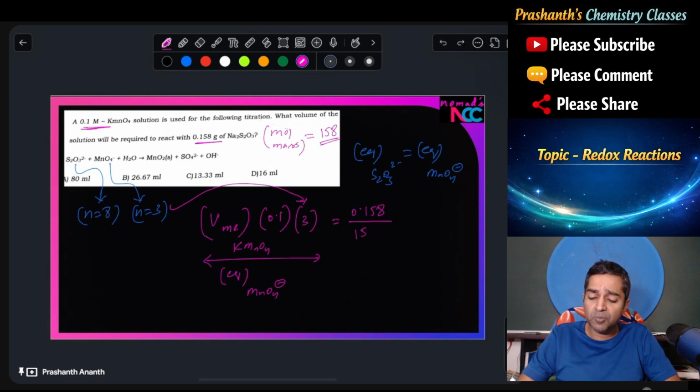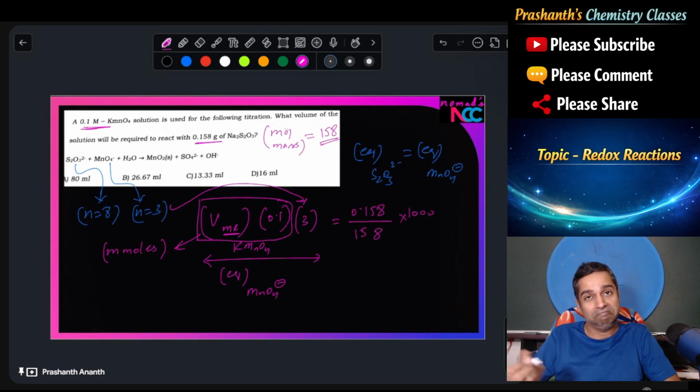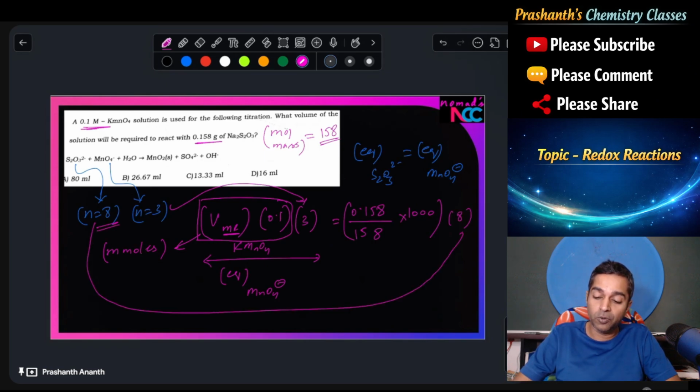But there is one small thing here: we are taking volume in mL. We have to pay attention to that. That means this calculation is not really giving me moles. This gives me millimoles, not moles. So if I want to put 0.158 by 158 there, I should be using volume in liters, or I can multiply this side by 1000. Moles into millimoles, we can do the conversion straight away. So you have moles converted into millimoles, multiplied by the N factor for the S2O3 2-, which we had calculated in the previous part as 8. So this 8 comes out here.